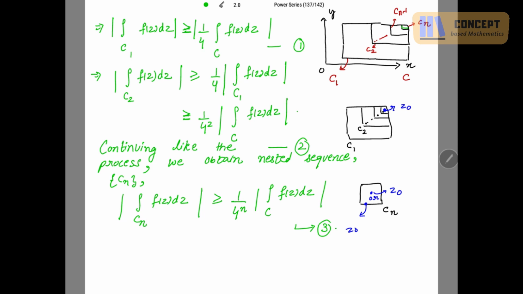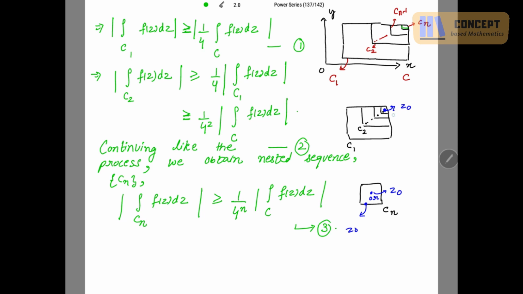Now if you continue like this, you have so many rectangles, like this is your nested sequence of these rectangles. Now there is exactly one point z0 belonging to all the rectangles. Such a point can be found inside this Cn, which will belong to all the rectangles. Obviously, what is inside Cn will belong to all the other rectangles as well. So let's say that point is z0, which is present in this Cn.